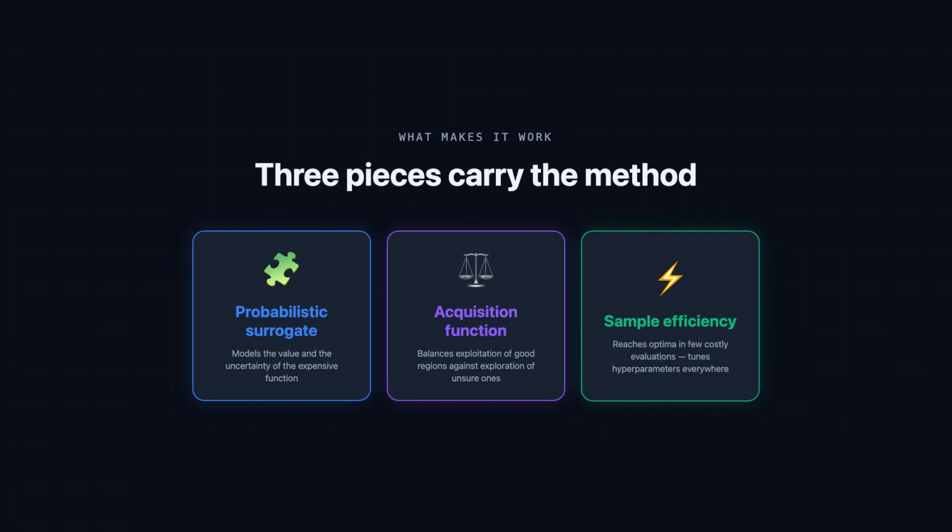Third, sample efficiency. By modeling the problem and choosing each point deliberately, it reaches good optima in remarkably few expensive evaluations, often a tiny fraction of what blind search would need. That's precisely why it powers automated hyperparameter tuning and experimental design across science and industry.